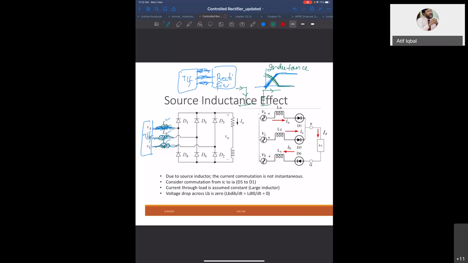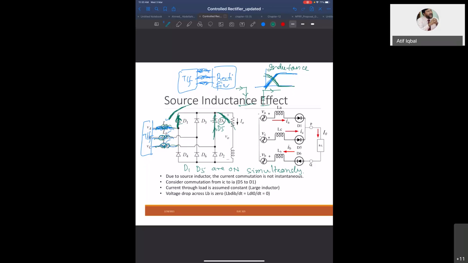Okay. Now, there is a situation that is considered: suppose D5 is conducting, and I have to transfer the current from D5 to D1. What will happen is that the current that flows through D1 will rise slowly, and the current that was flowing through D5 will fall slowly. So at one point of time, when one is rising and the other is falling, both D1 and D5 are operating at one time. They are both on simultaneously.